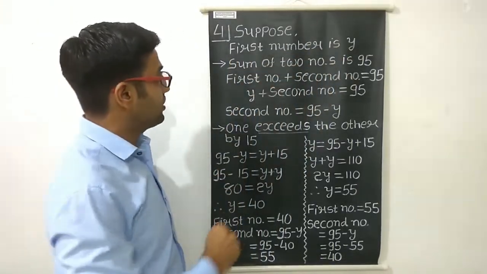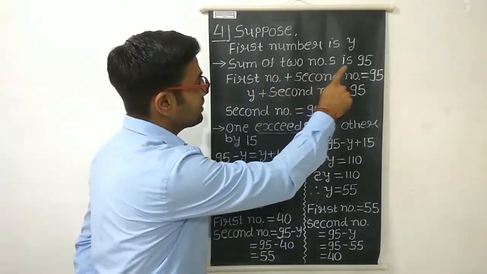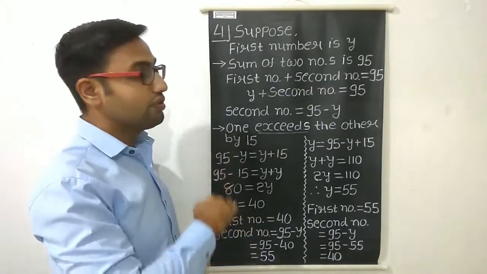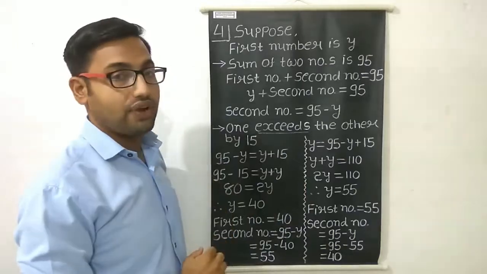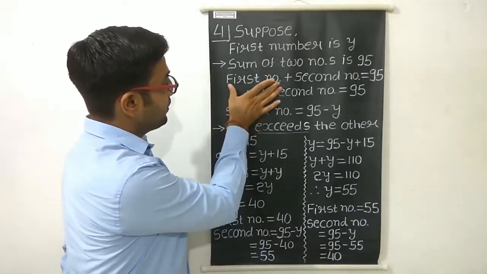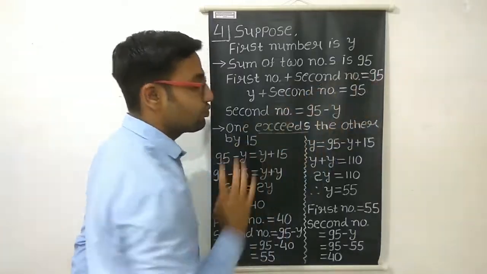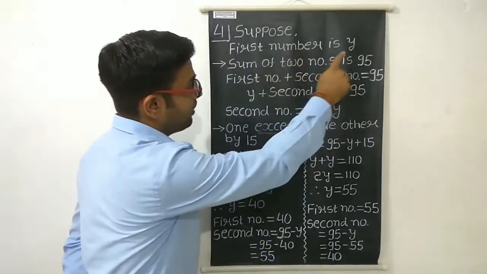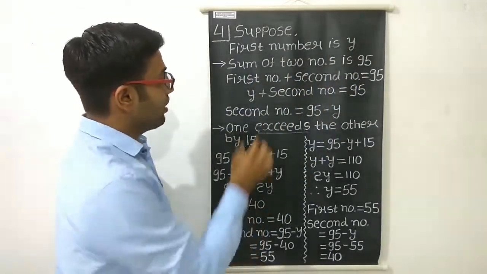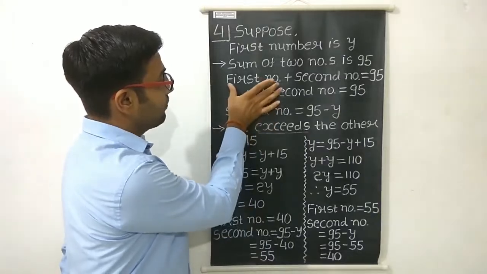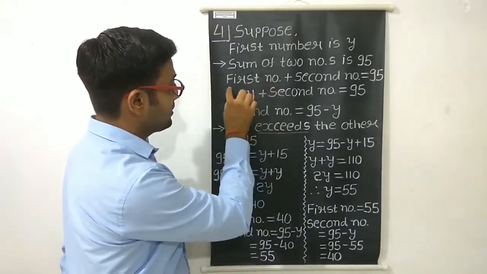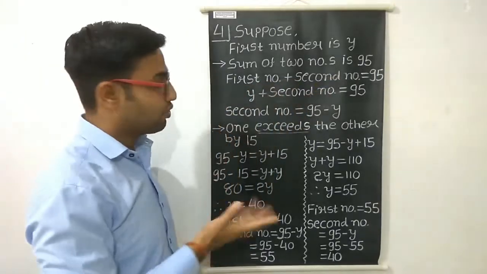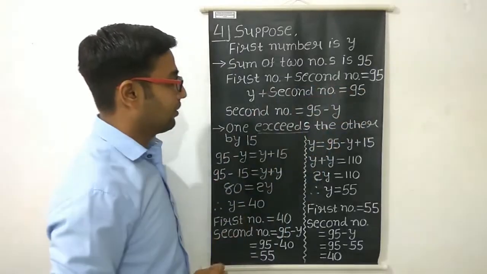One condition given in the question is that the sum of two numbers is 95. We don't know the second number, but we know that the addition of the two numbers is 95. So we can say that first number plus second number is equal to 95. We can write it like this. Now the first number that we have supposed is y, so put y in place of the first number. So we get y plus this second number, which remains as it is because we don't know the second number, is equal to 95.